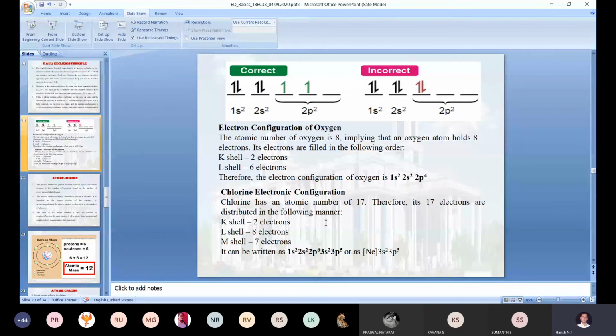In the same way, chlorine has 17 electrons, distributed as K shell 2 electrons, L shell 8 electrons, M shell 7 electrons. The electronic configuration of chlorine is 1s2, 2s2, 2p6, 3s2, and 3p5. This is the electronic configuration of some atoms, using the proper Bohr-Bury rules.